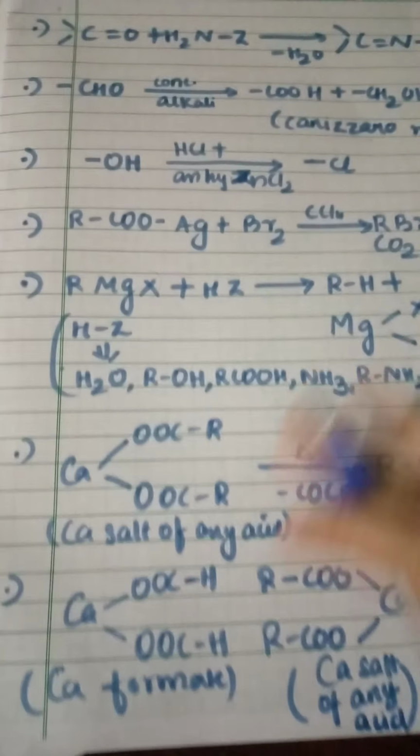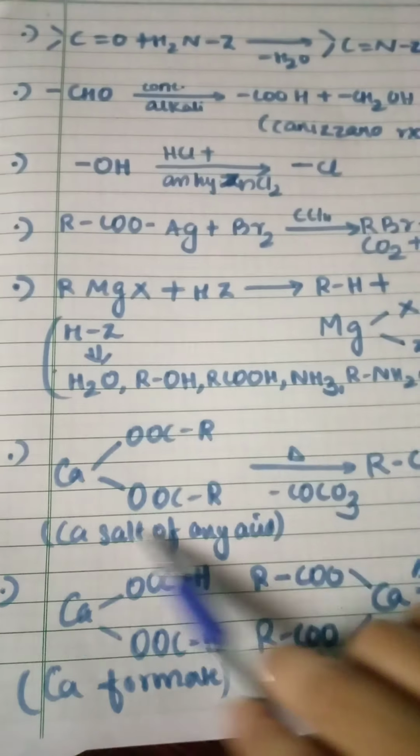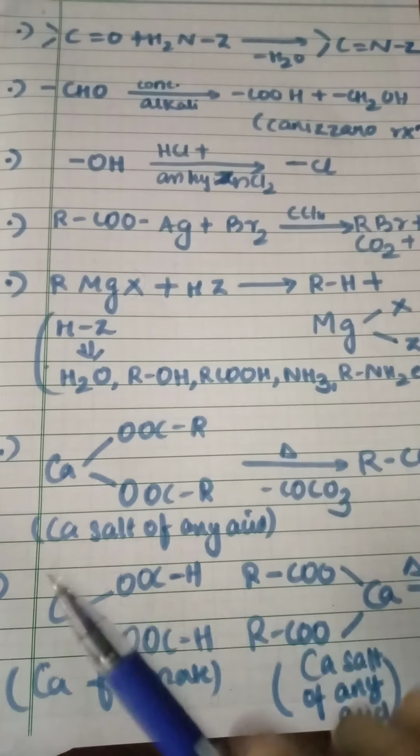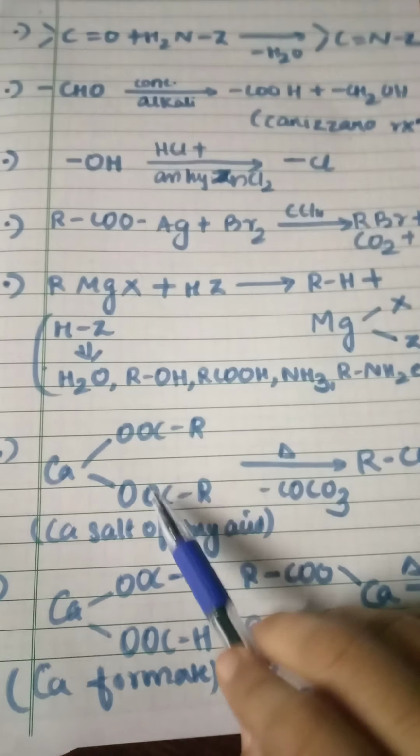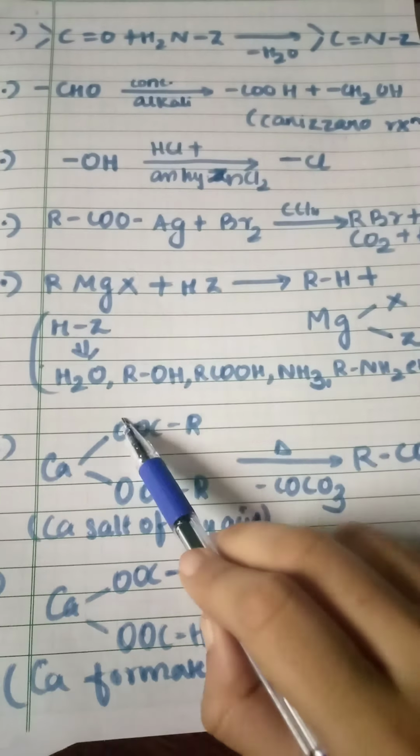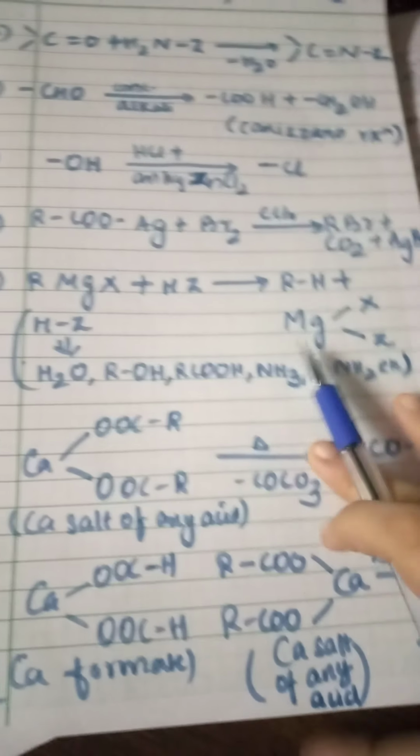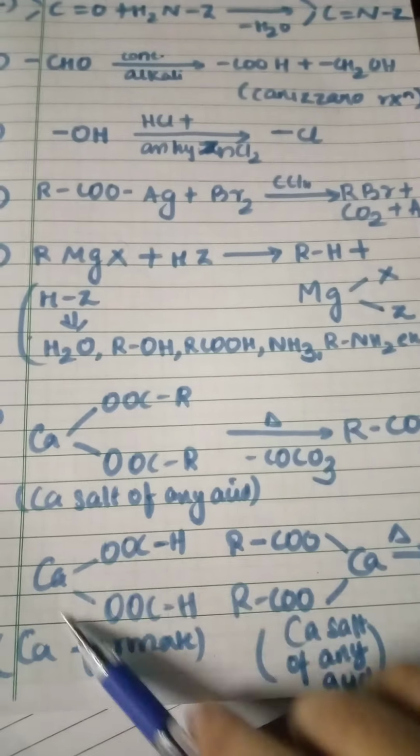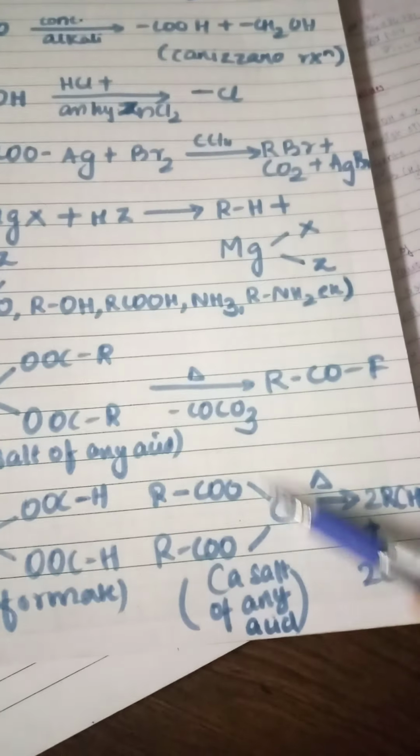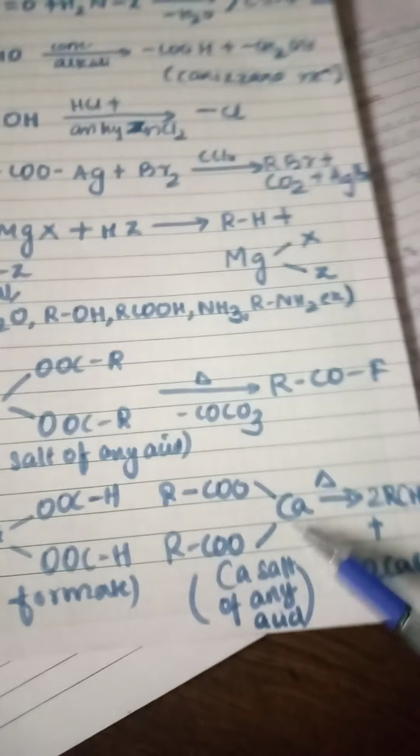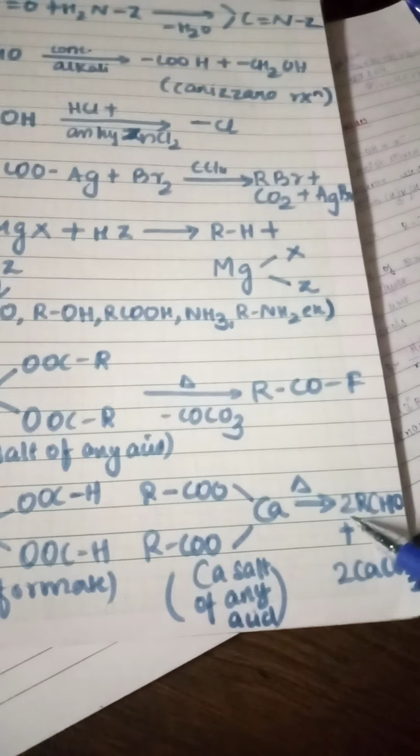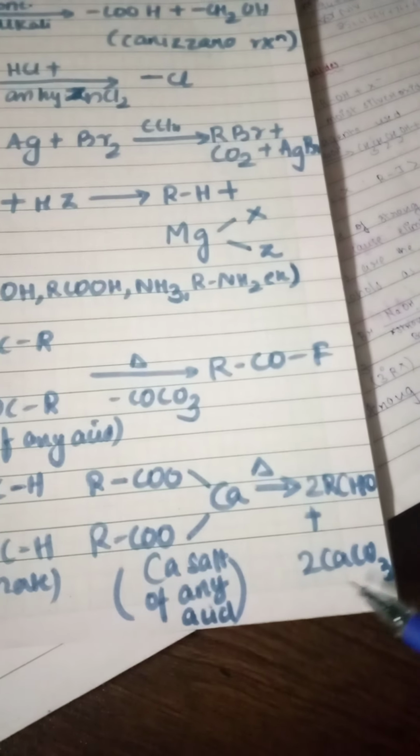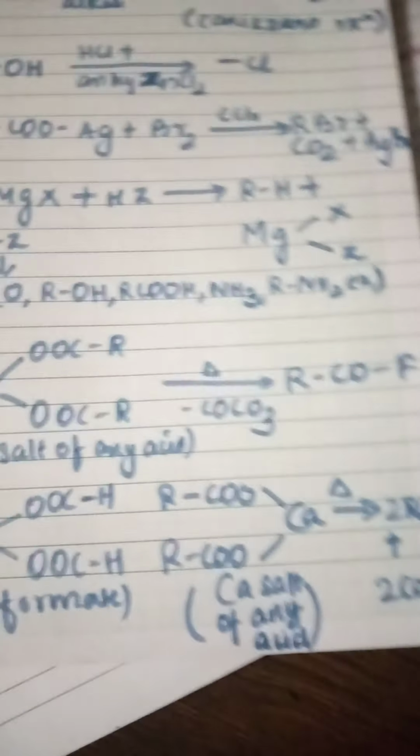Now this is the calcium salt of an acid. If I heat this, what happens? CaCO3 is removed and the remaining part is R, CO and one more R. And this is called calcium formate. This calcium formate and the calcium salt of any acid combine together, and if you heat it, we will be left with aldehyde and CaCO3, that is calcium carbonate.